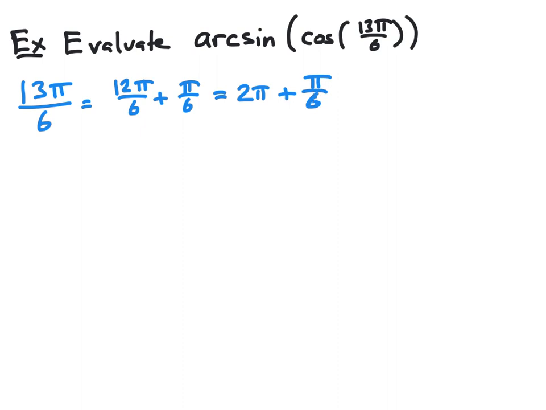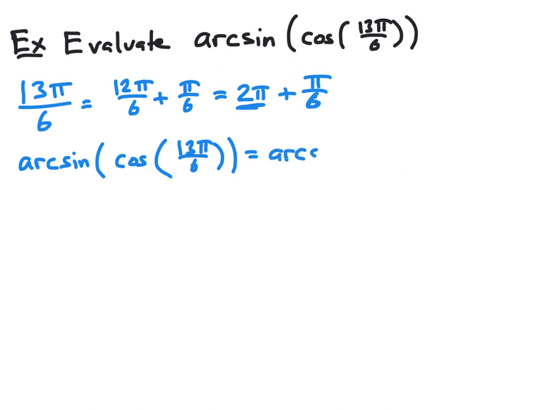And so our angles, 13 pi over 6 and pi over 6, differ by a multiple of 2 pi, which means they're coterminal angles. And since they're coterminal angles, their sine and cosine values are all the same. So the arcsine of the cosine of 13 pi over 6 is the same as the arcsine of the cosine of pi over 6. Here we're just using the fact that these two angles are coterminal, and therefore their cosine values are equal.